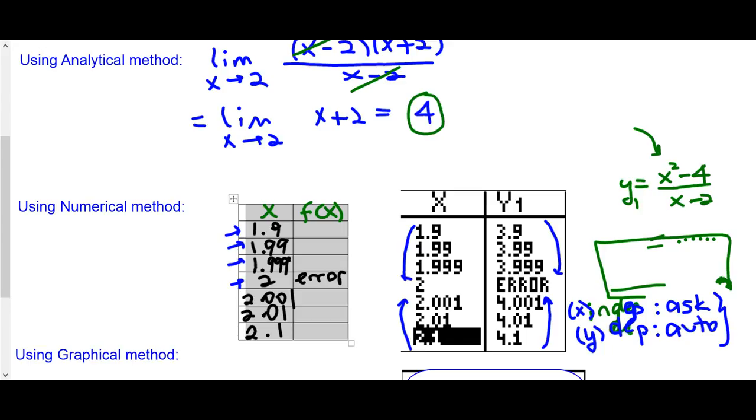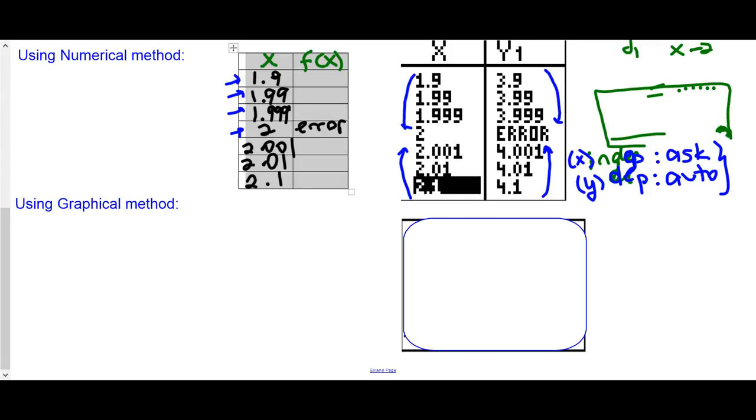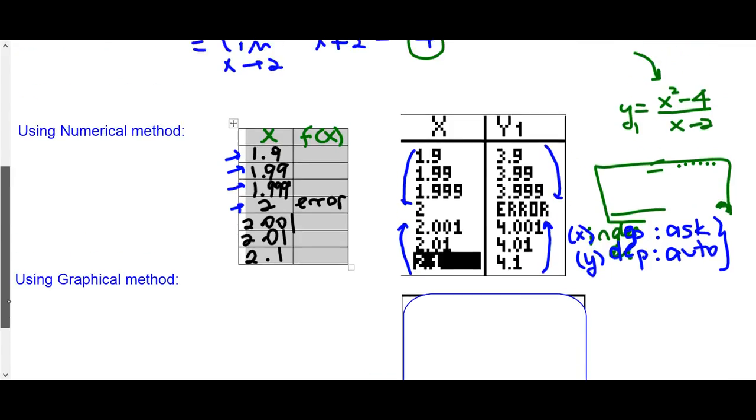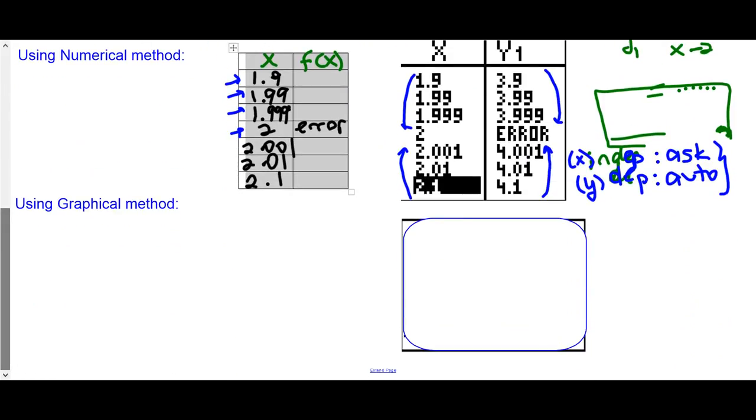And finally, let's do the graphical approach. This time you would graph the function. Now you can graph this one easily by hand because you know that when you simplified it, you end up with y is equal to x plus 2, which is a very simple linear function, right? Y equals x plus 2. It will cross the y-axis at 2, and it's going to have a slope of 1. So this is going to be the graph.